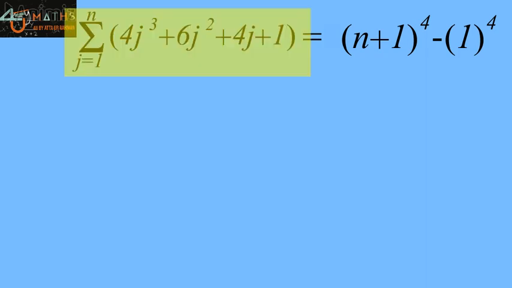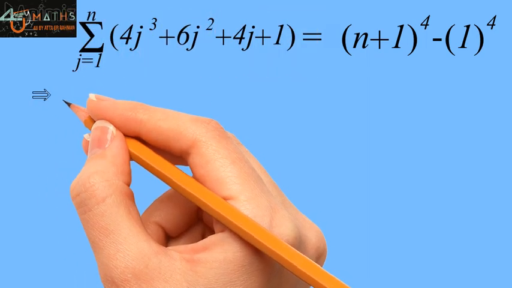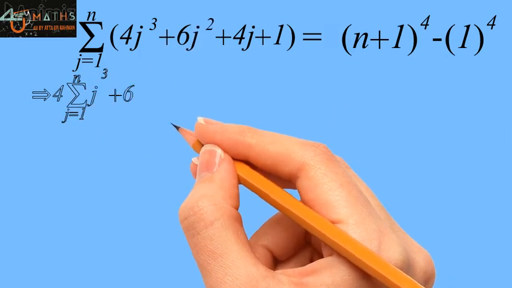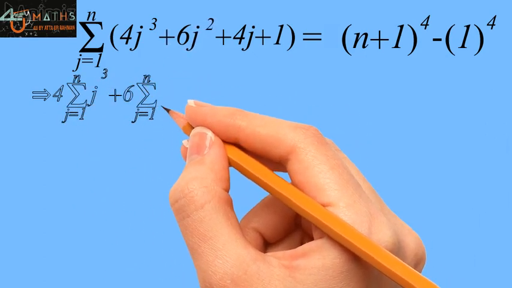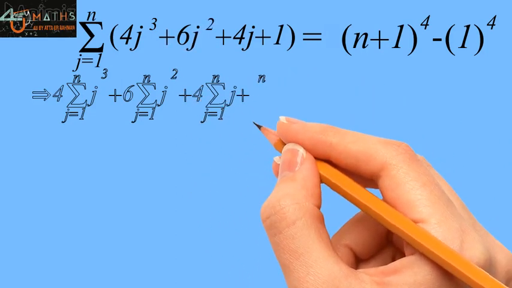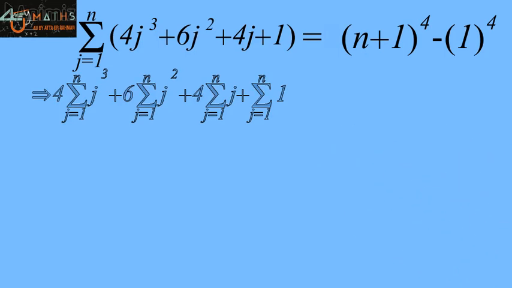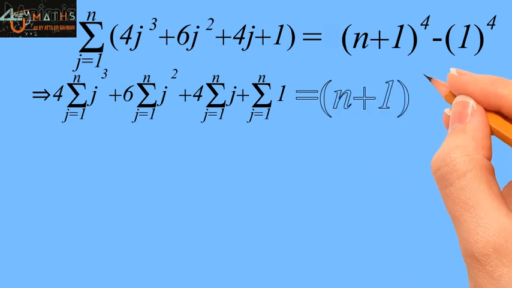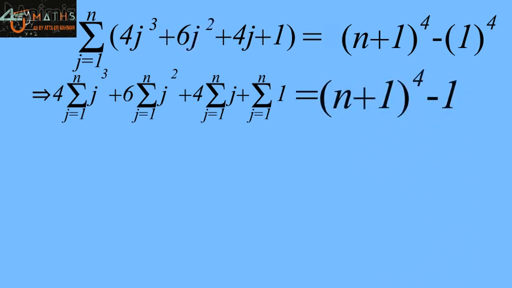Now in the left hand side, we are applying the summation to each term. So we have 4 times summation j equal to 1 up to n of j cube plus 6 times summation j equal to 1 up to n of j square plus 4 times summation j equal to 1 up to n of j plus summation j equal to 1 up to n of 1 is equal to (n plus 1) whole 4 minus 1.